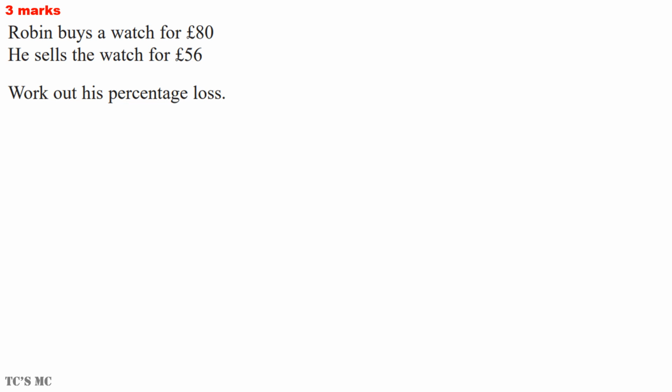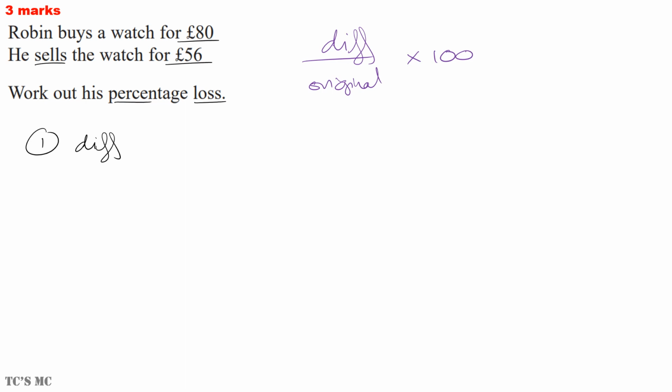Robin buys a watch for £80. He sells the watch for £56. Work out his percentage loss. For this question, we need to use the formula difference over original multiplied by 100. So for step 1, we need to work out the difference. We need to do 80 subtract 56. We end up with 24, and that is our first mark.